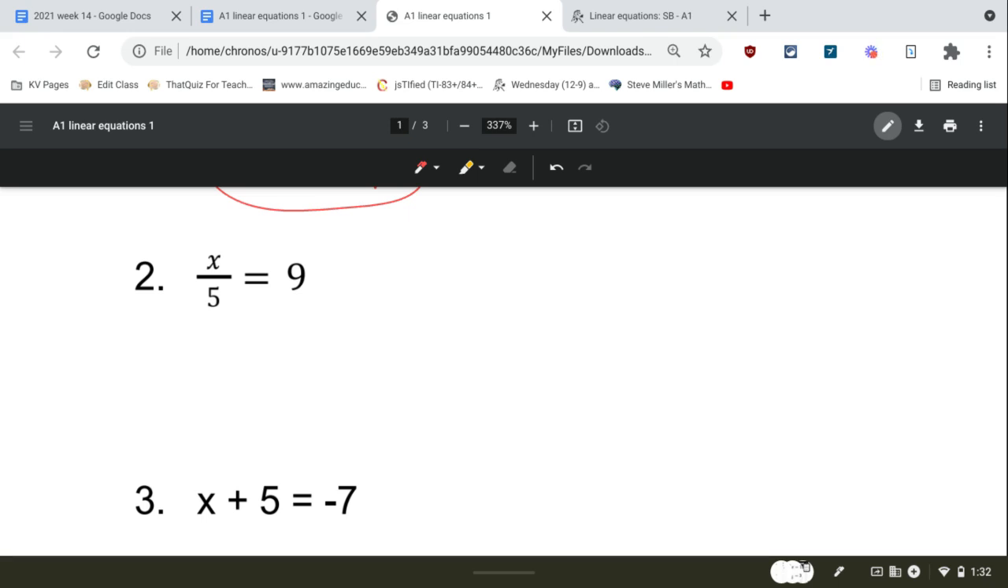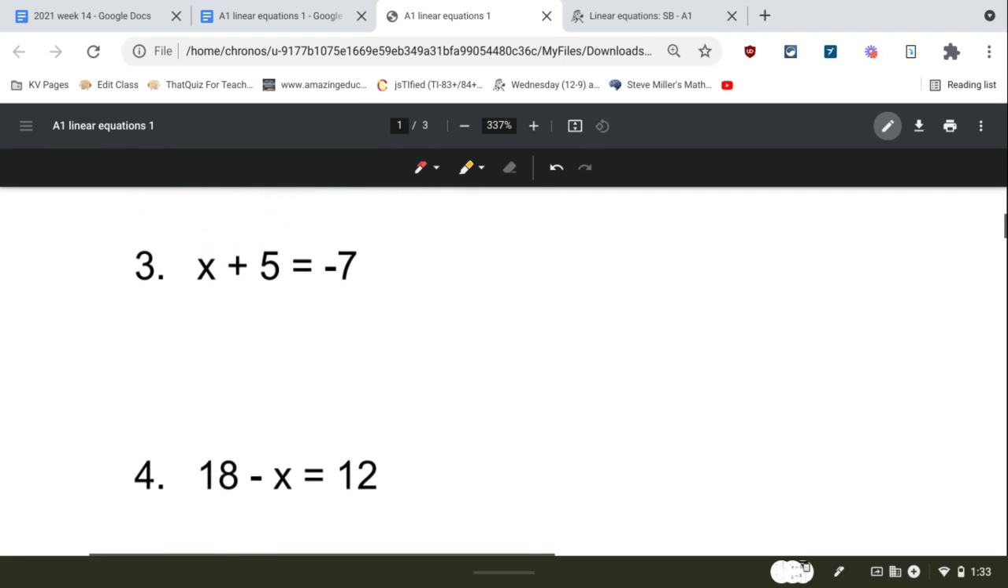On number two, you've got x divided by 5 is equal to 9. To cancel out the division by 5, we're going to multiply both sides by 5. So just clearing that denominator. All right, the multiplying by 5 and the dividing by 5 cancel each other out, and so I'm left with x equals 9 times 5, which is 45.